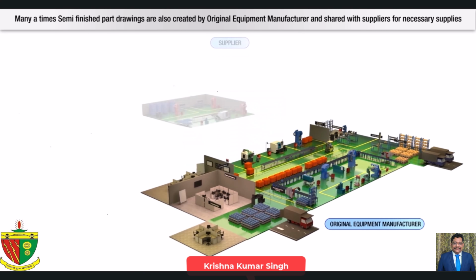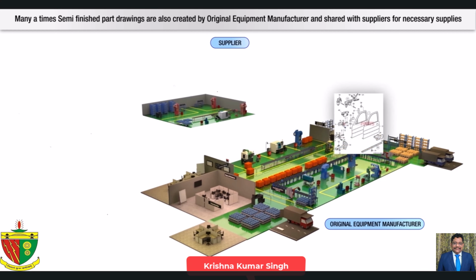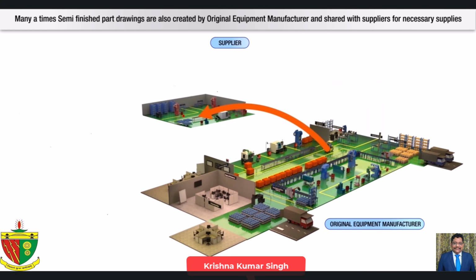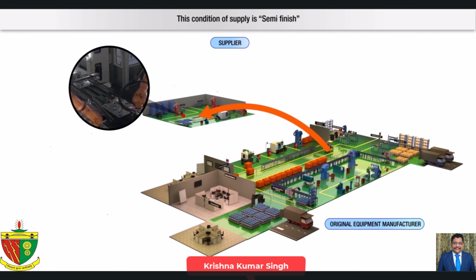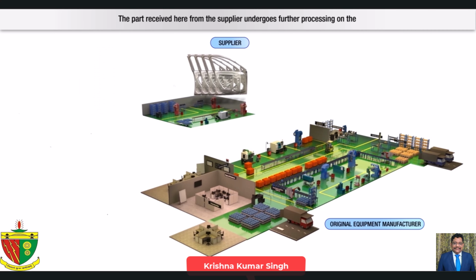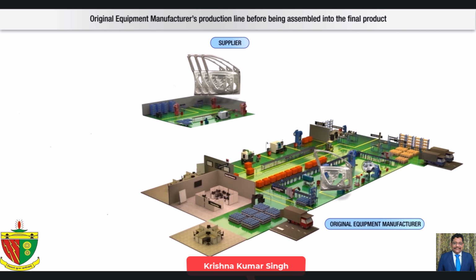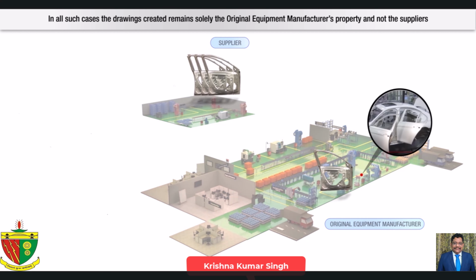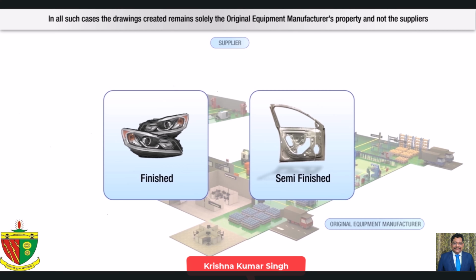Many a times, semi-finished part drawings are also created by the original equipment manufacturer and shared with suppliers for necessary supplies. This condition of supply is semi-finish. The part received here from the supplier undergoes further processing on the original equipment manufacturer's production line before being assembled into the final product. In all such cases, the drawing created remains solely the original equipment manufacturer's property and not the supplier's.